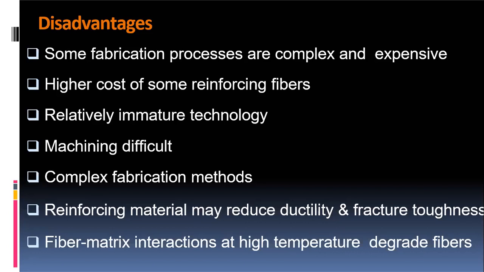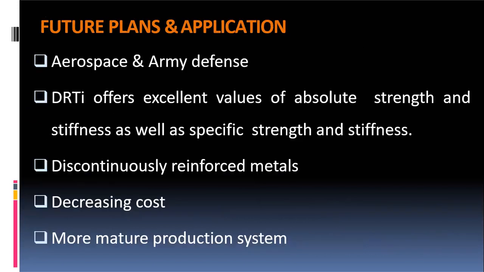So they are used in very light areas. At high temperature we are not using these fiber matrix interactions. That is why fiber matrix interactions at high temperatures degrade fibers. They degrade the properties of the fiber. So these are all the disadvantages of metal matrix composites.